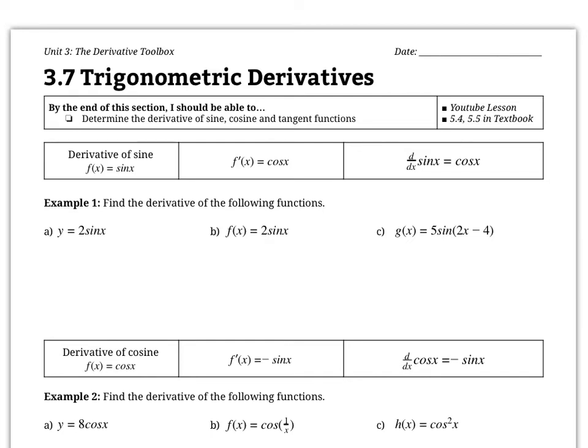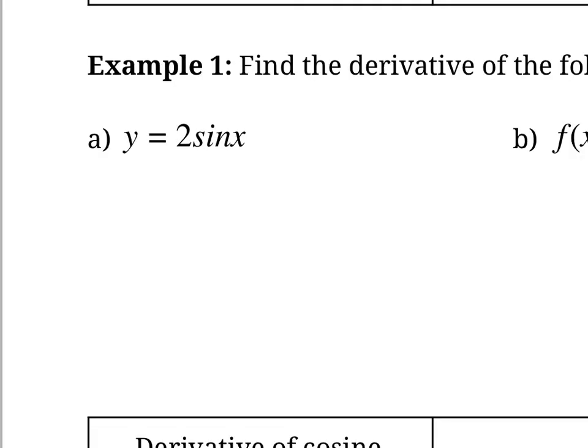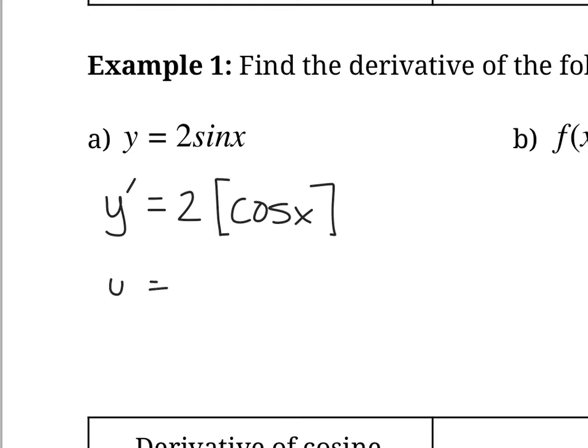Y equals 2 sine x. Well, if the derivative of sine x is just cos x, it's pretty straightforward to find the derivative of this. Recall how if we have a constant in front, when we take the derivative, we can just leave that constant outside of the derivative and then take the derivative of the rest. And the derivative of sine x is just cos x. So this derivative really just equals 2 cos x. You don't really have to show that in-between step.